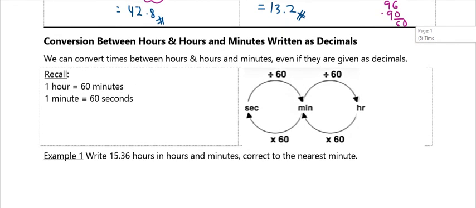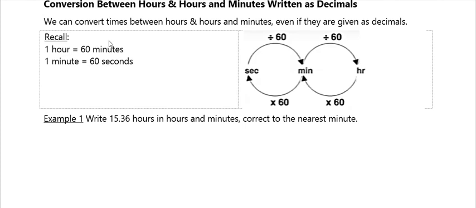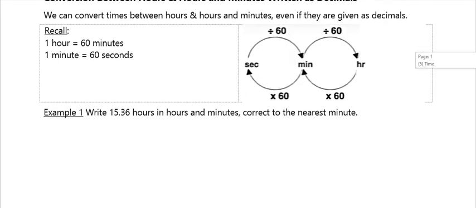So let's start here. This is how you convert times between hours and minutes. You can see over here, from hour to minute is multiplication by 60, and from minute to second is multiplication by 60. So when you do the reverse, you have to divide seconds by 60 to get the minutes, and divide the minutes by 60 to get the hours. So let's start with the first example.